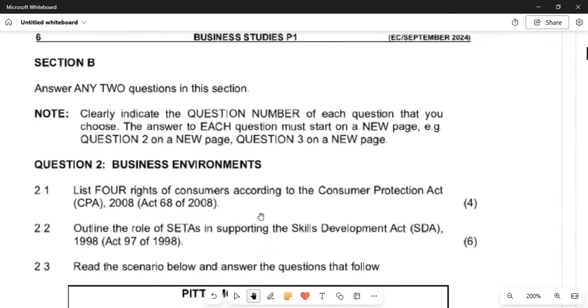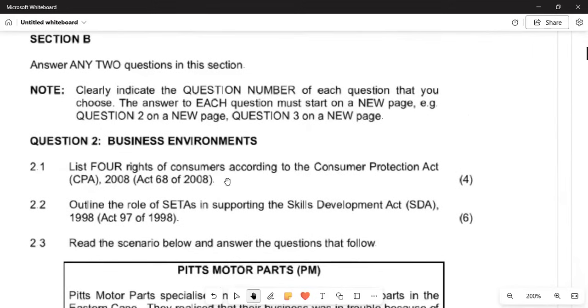We are told to answer any two questions in this section, but as we are going to answer them all, remember to indicate the question number of each question that you choose. It's very important that you indicate the question number. The answer to each question must start on a new page, like it was said while we were reading the instruction. Like question 2 on a new page, question 3 on a new page.